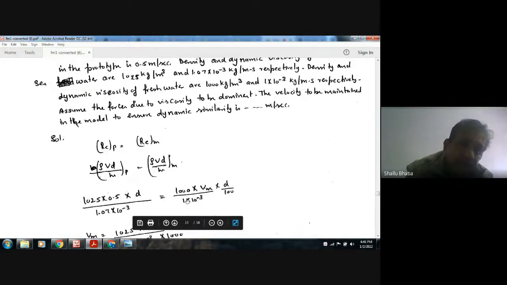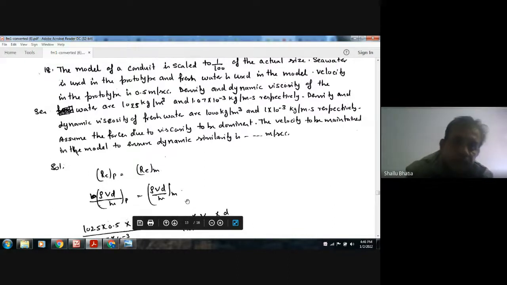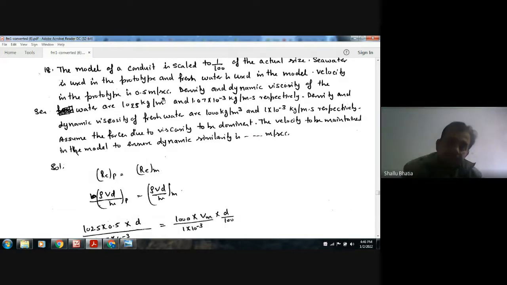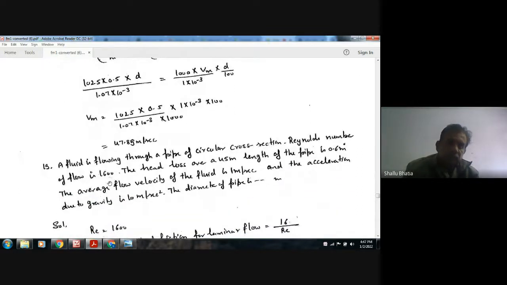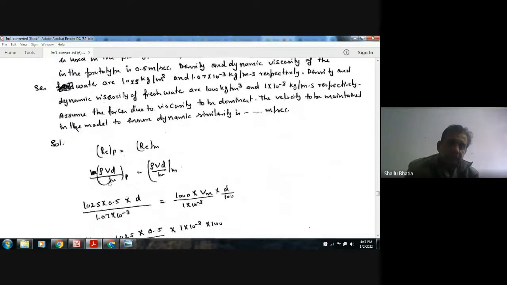In the previous paper, the fresh water and the sea water were also given, but at that time the densities of fresh water and sea water were not given separately, and the answer was according to that only. We used the Froude model law at that time. Here it is given that the viscosity is different, so we use the Reynolds number law. So the answer is 47.89 meters per second.